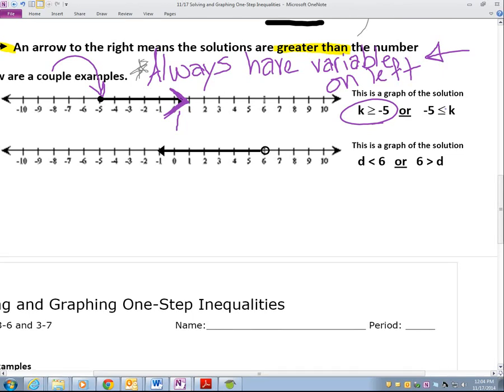Would you agree that if I'm reading right to left, this says k is greater than or equal to negative 5? Yes. They're both represented there. I'm reading from right to left.